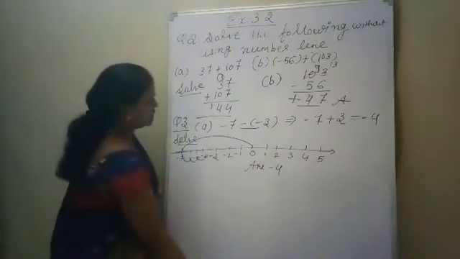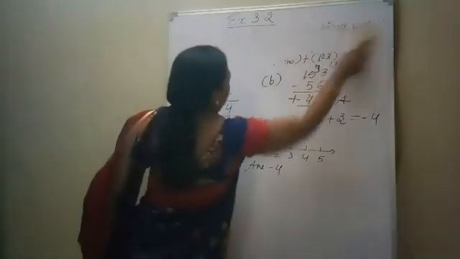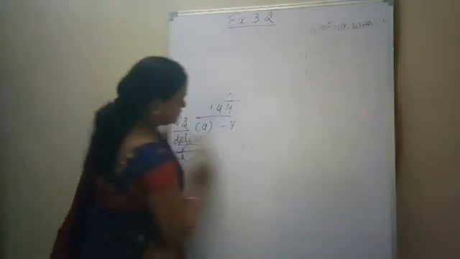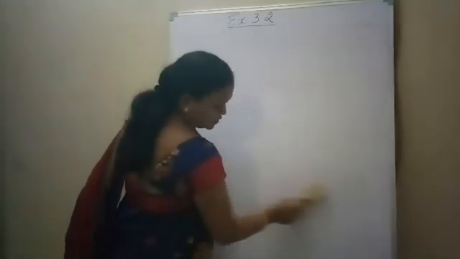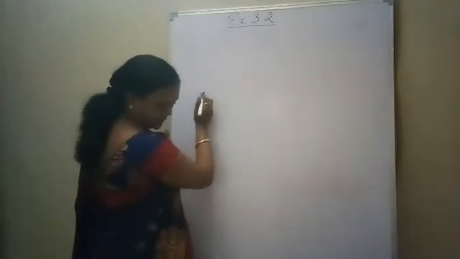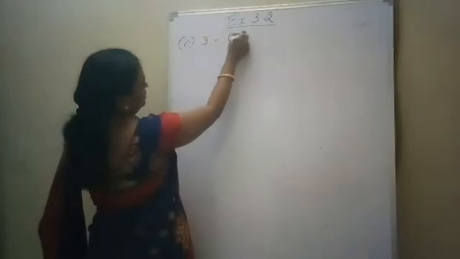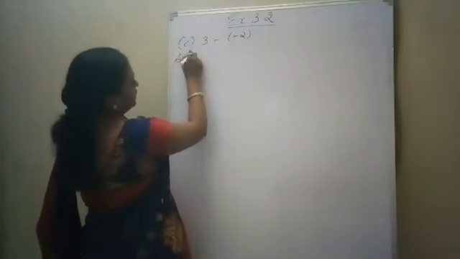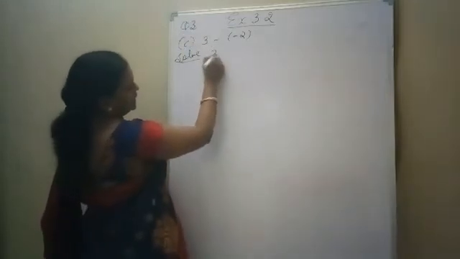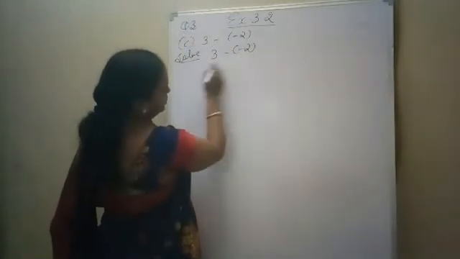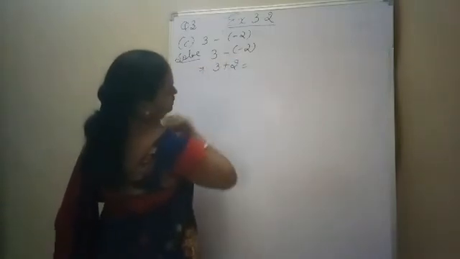Now in question number 3, one more part we have to see here. That is 3 minus of 2. When we look at question number 3, C part, it is 3 minus of 2. So we can write down here 3, this negative, positive.